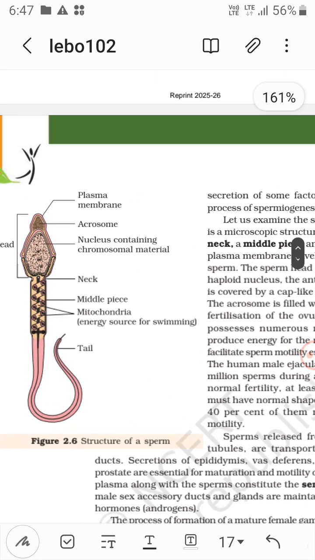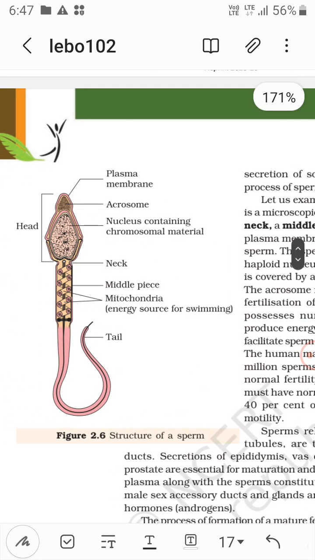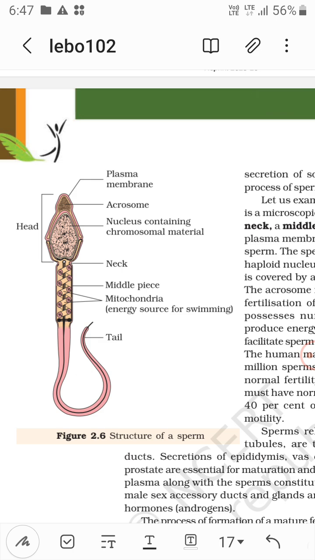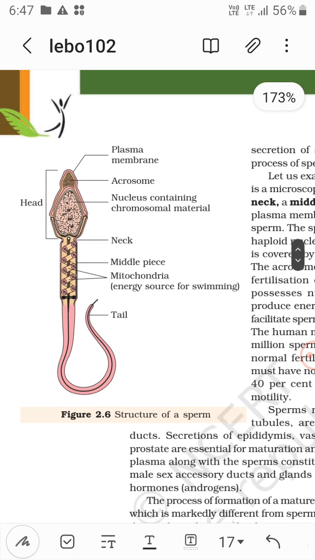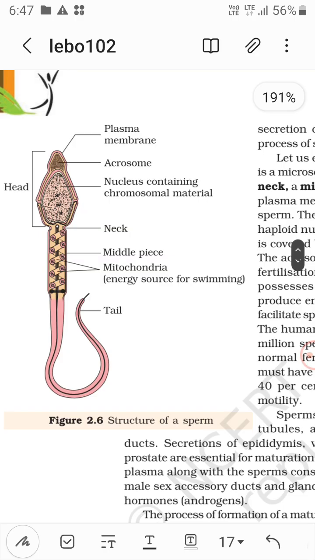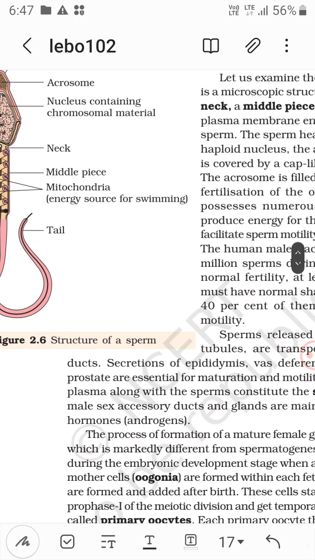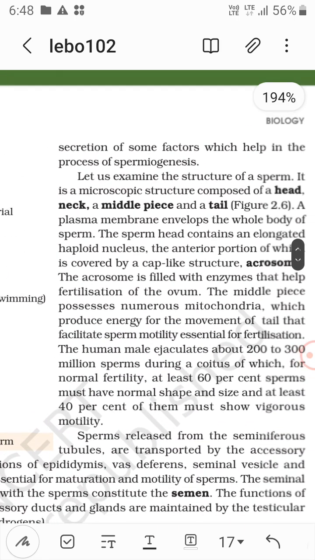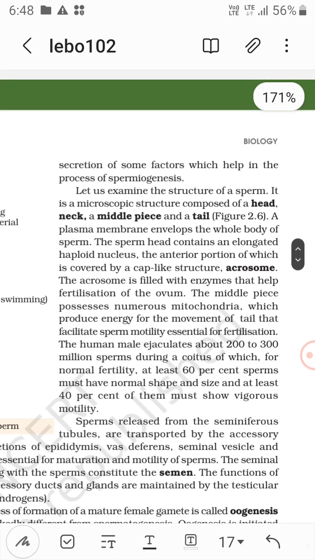So now you can see the structure of the sperm. It has a head with the plasma membrane, then the acrosome, then the nucleus containing chromosomal material, then the neck, then the middle piece, that is mitochondria, the energy source for swimming, and then there is a tail. So this is the structure of the sperm. It is a microscopic structure. It contains the head, neck, middle piece, and a tail. A plasma membrane envelops the whole body of the sperm. The sperm head contains an elongated haploid nucleus, right?